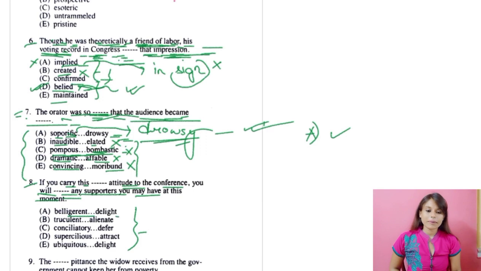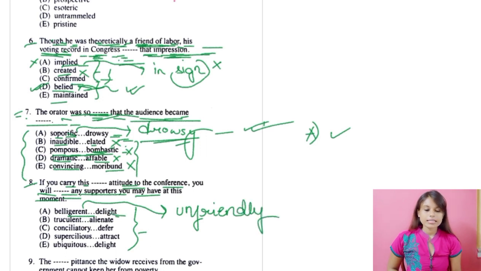So let us put belligerent and delight first. What about belligerent? Belligerent means unfriendly or aggressive. I'm writing it down, unfriendly. And delight means happy. So if I put belligerent, if you carry this belligerent attitude to the conference, you will delight any supporters. No, it's just not going. Okay, number B, truculent and alienate.